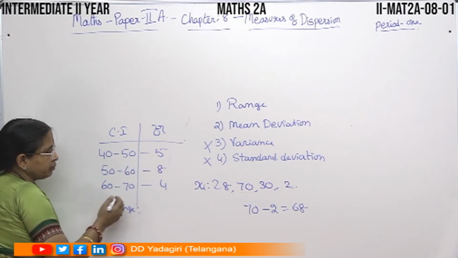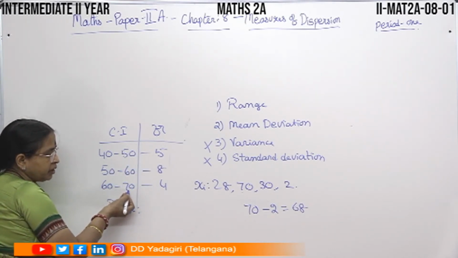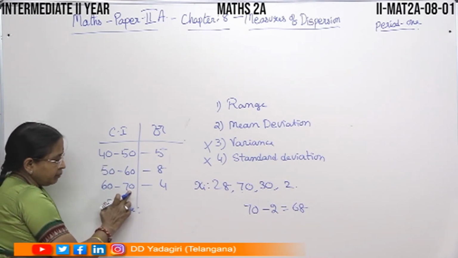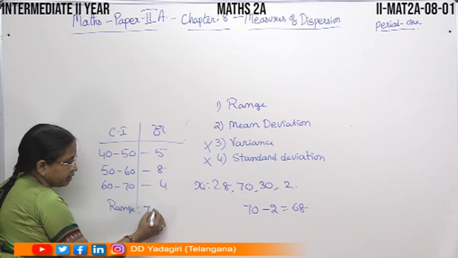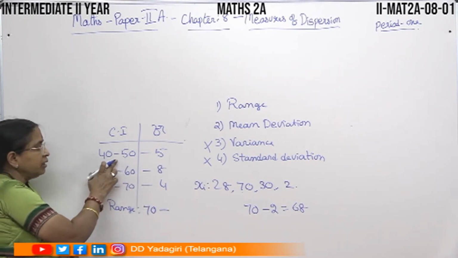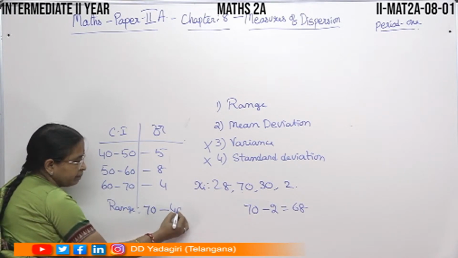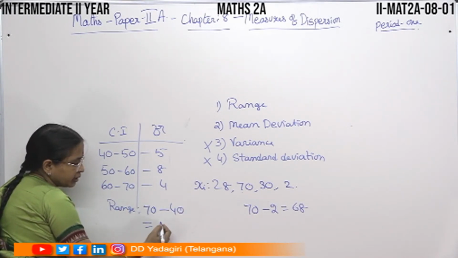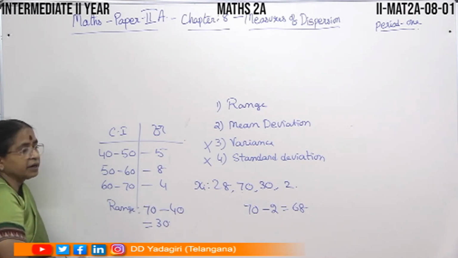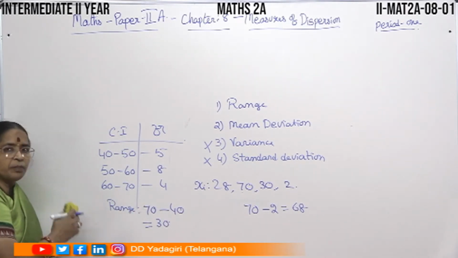in the frequency distribution table, is the upper limit of the largest class. This is the largest class. The upper limit of the largest class, that is 70, minus the lower limit of the smallest class. The lower limit of the smallest class is 40. So 70 minus 40, that is 30. So like this we find the range for a grouped data.